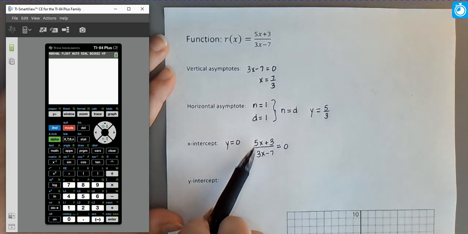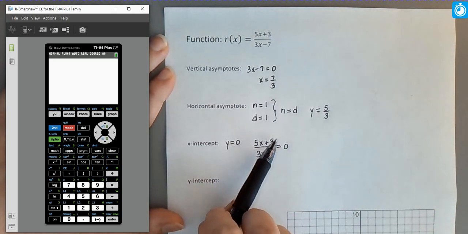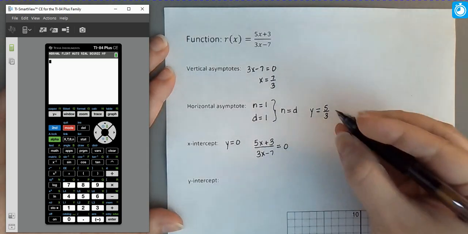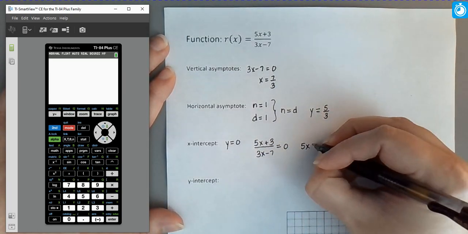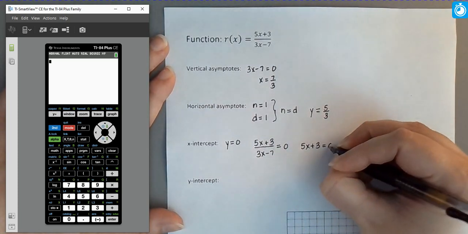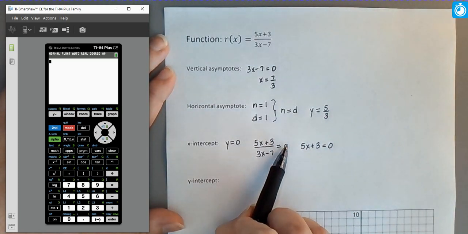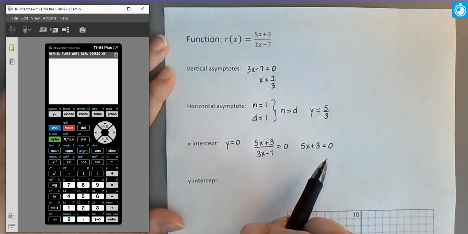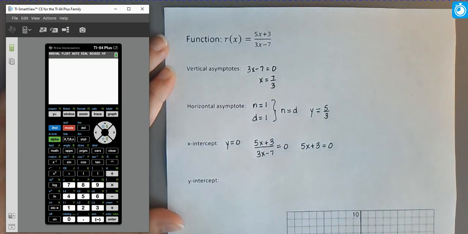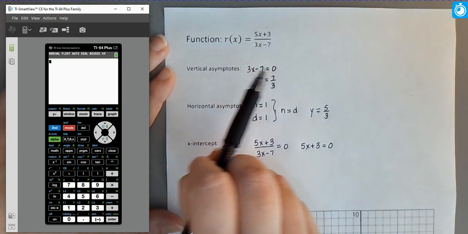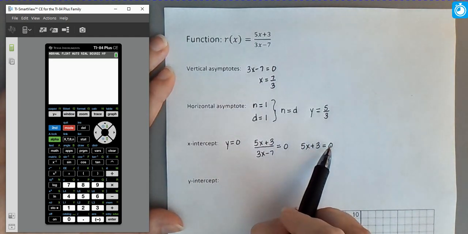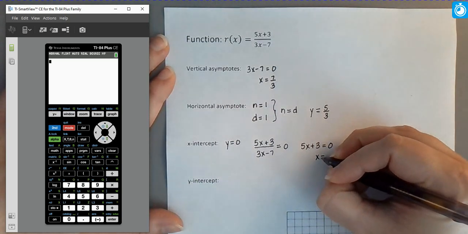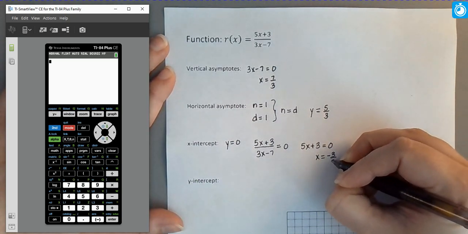Now, in order for a ratio of two numbers to be equal to 0, the numerator has to be 0. So in order for this equation to be true, we also have to have 5x plus 3 equal to 0. The only way this ratio of two numbers comes out to 0 is if the numerator is 0. So I can set my numerator equal to 0 and solve for x, and that represents my x-intercept. It's very similar to the equation we solved with the vertical asymptote. I'm just going to isolate my x. I subtract 3, divide by 5, and we get x is equal to negative 3/5.